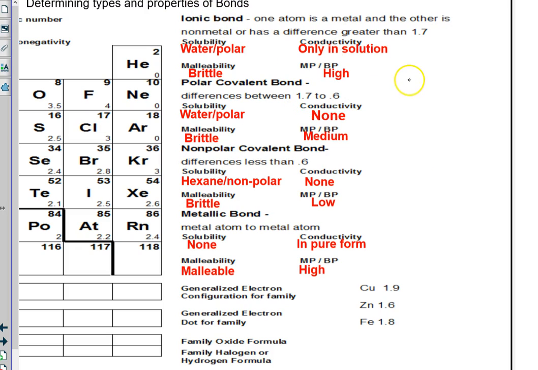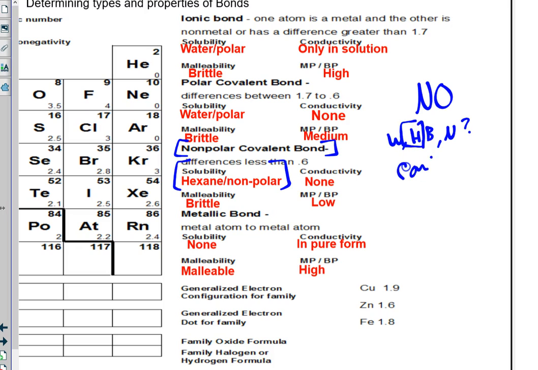Now that you know how to determine the type of bond, you will now have to find the properties. So let's say we just had that NO molecule and we know it's nonpolar. Then you would have a series of questions that would say something like, does it dissolve in water, hexane, both, or neither? So dissolving and solubility mean the same thing. So you would come here and you'd say, alright, since it's nonpolar, it dissolves in hexane.